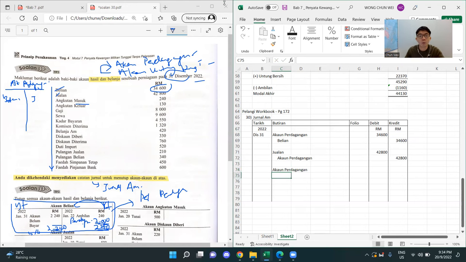And I told you, when you debit one account, you must credit another account. So here, I have to credit the angkutan masuk. Account perdagangan, angkutan masuk is 240. So both is 240.